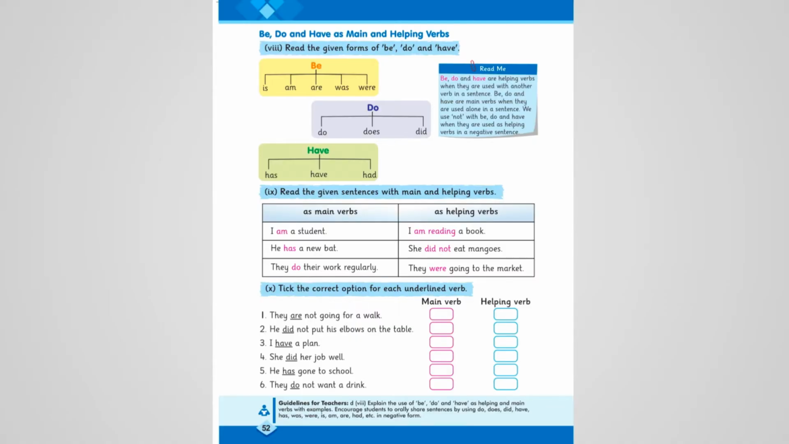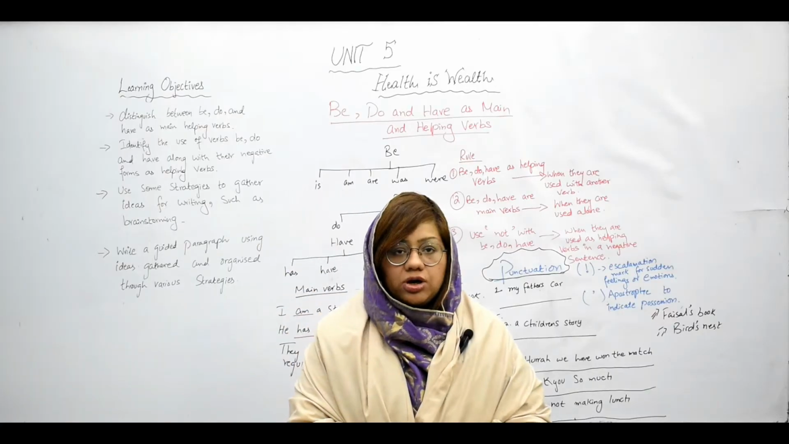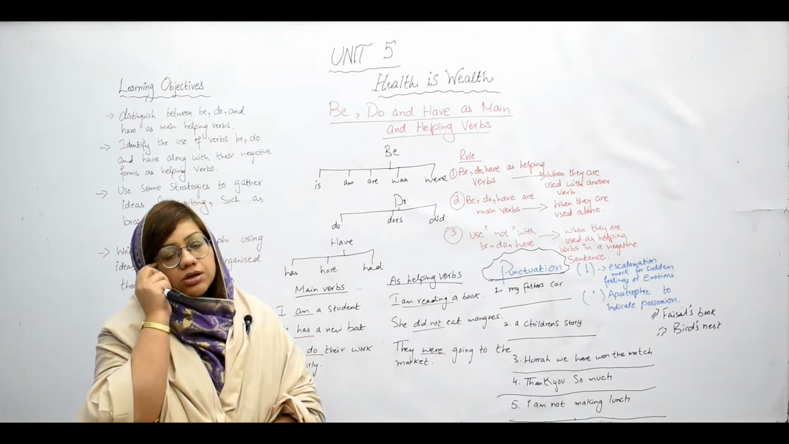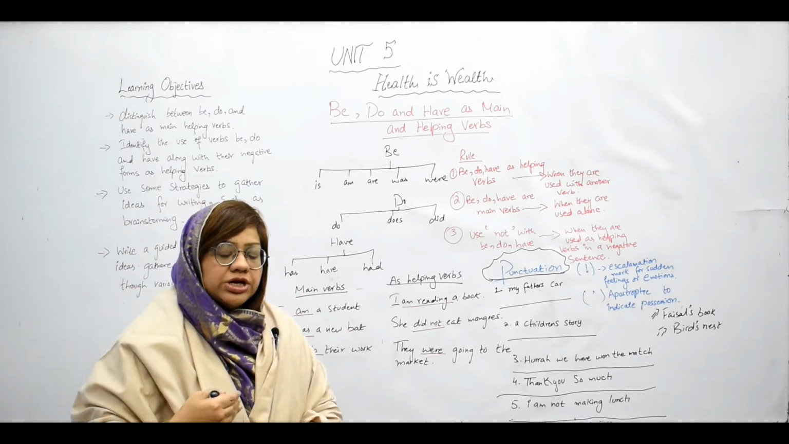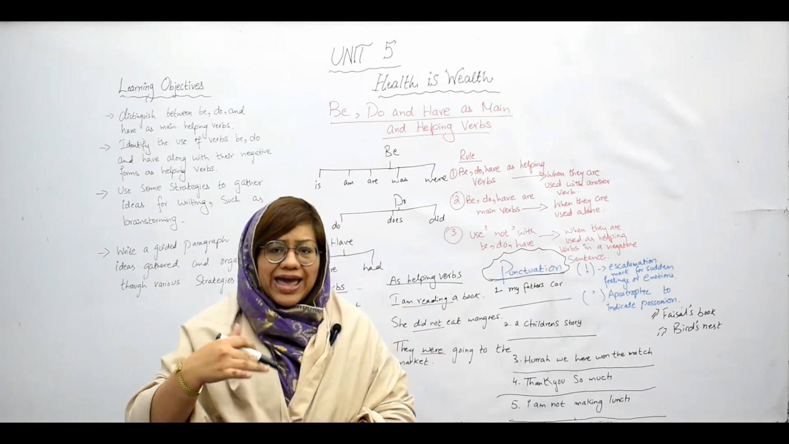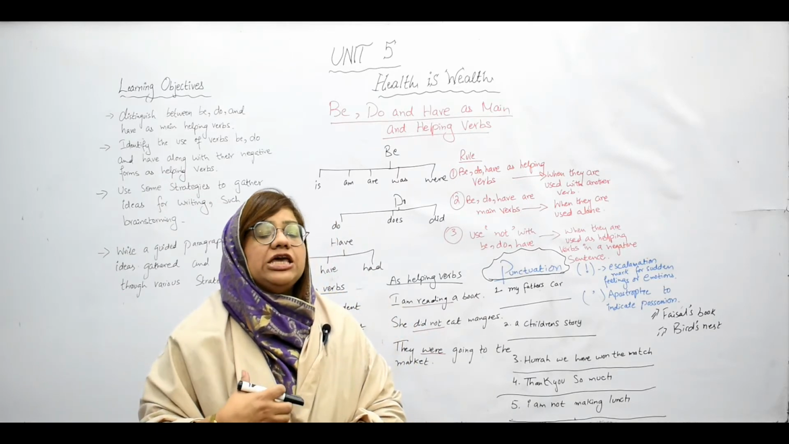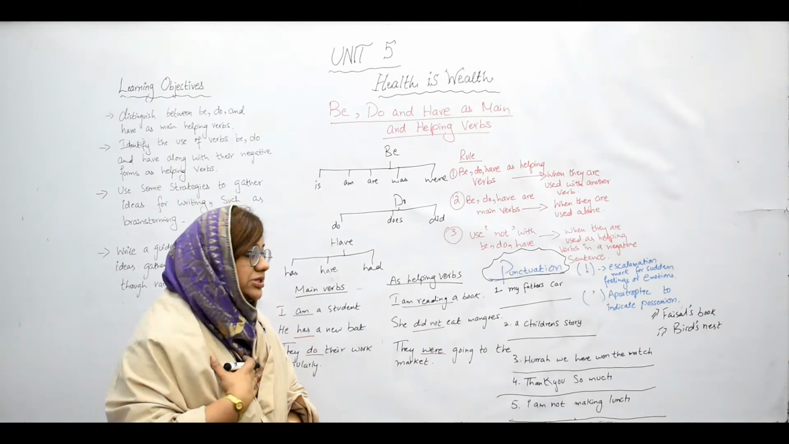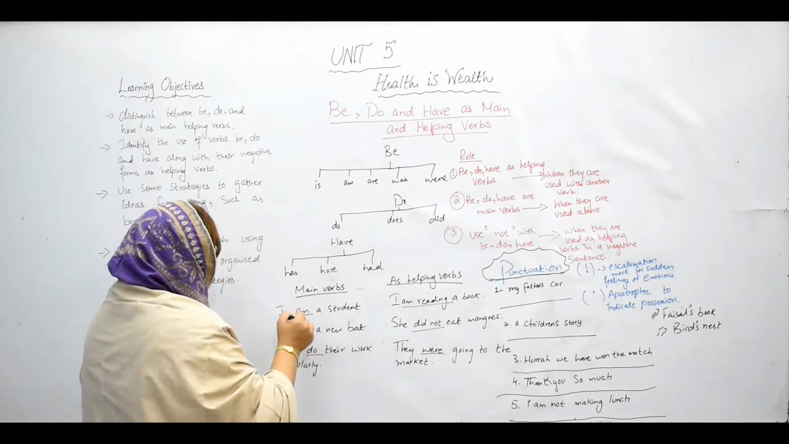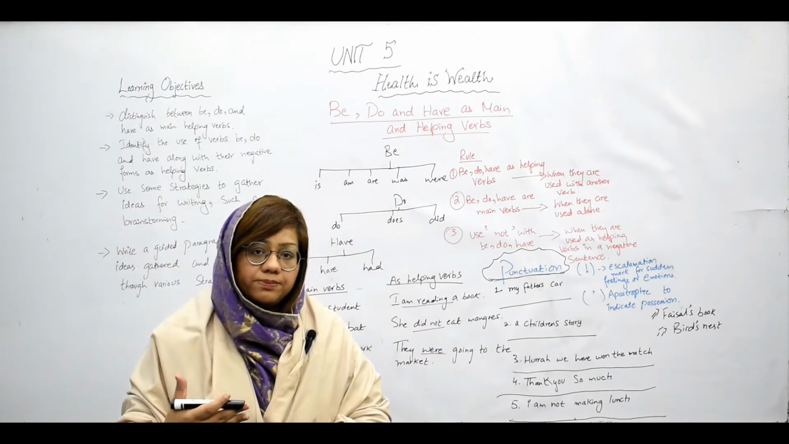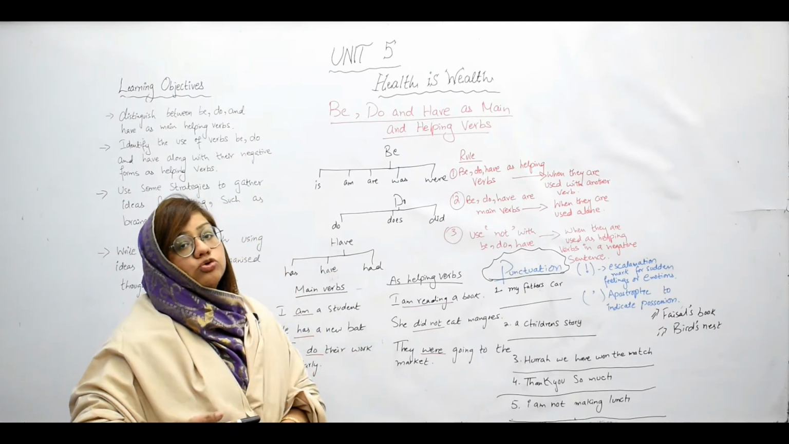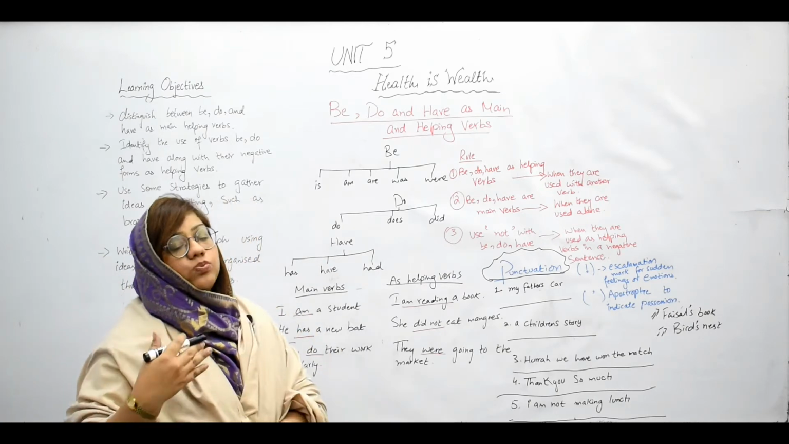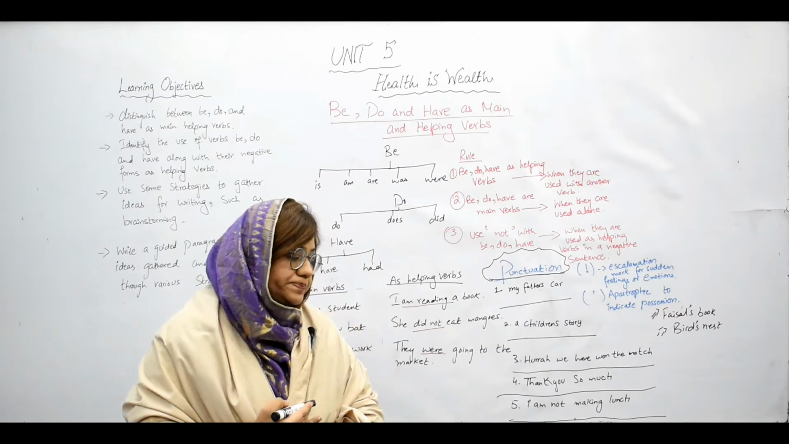I have already written these examples, students, on the board. Let's read. I am a student. There is no helping verb, there is no other verb linked. This is just the main verb. I am a student. So this verb am is used as a main verb. Now, he has a new bat. There is no helping verb. This means that has is working as a main verb.